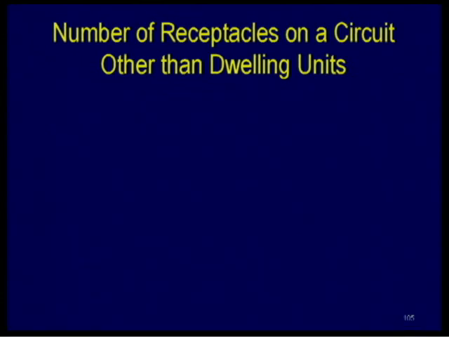Okay, the number of receptacles on a circuit other than dwelling units. One of the questions I get asked, and I can see happen all the time, is, well, there's a limit to the number of receptacles or lights in a dwelling unit. There, of course, is no limit to the number of lights or receptacles on a general lighting circuit in a dwelling unit. You just simply have to determine the number of circuits.